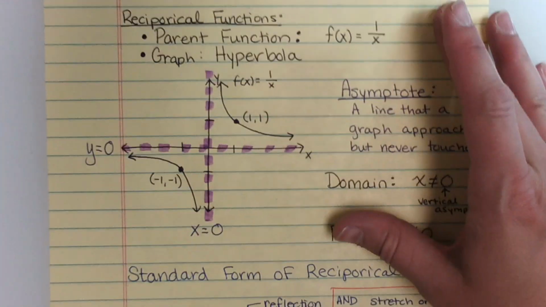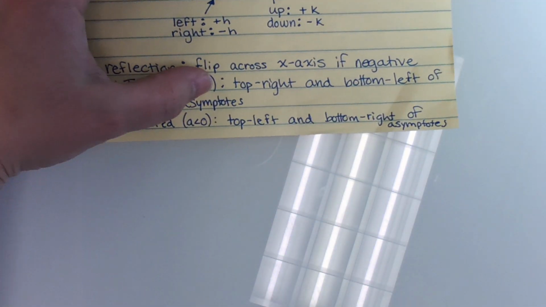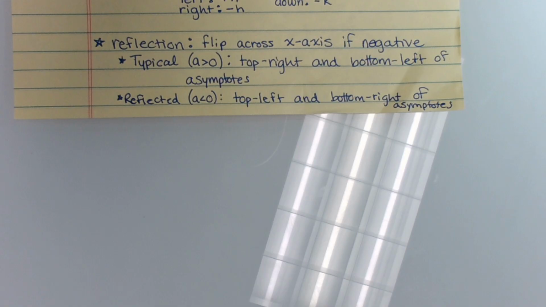So our parent function shows our typical. When I mean top right and bottom left, I mean here's my crossing of my asymptotes, right, left, top, bottom. Reflection would be here and here. I'll put those rules back on because I know there's a couple people that are still writing there.